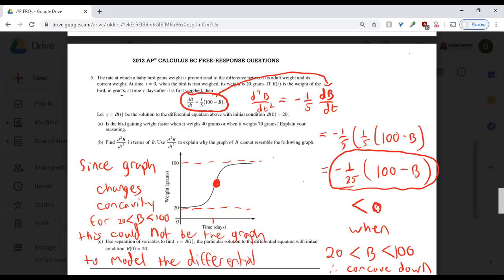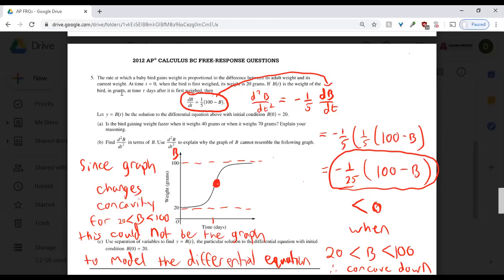Can you just say that B is concave down? Would that be enough to justify? As long as, if you say B is concave down, you have to specify the interval. The interval is along the y-axis here. So if this is your b-axis, you'd have to specify over the interval from 20 to 100, it would be concave down.